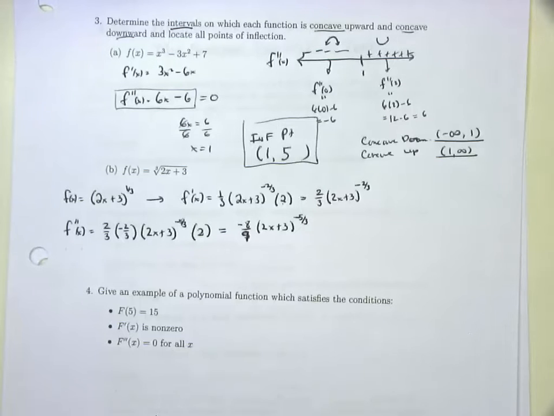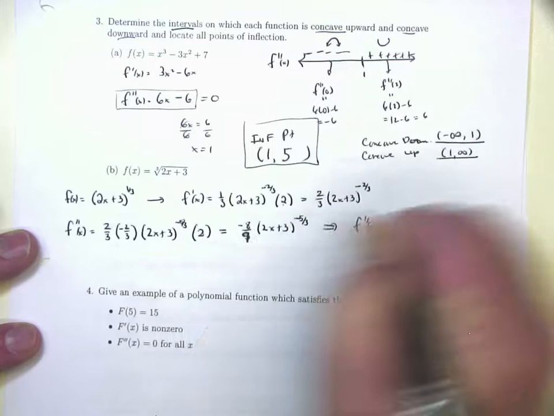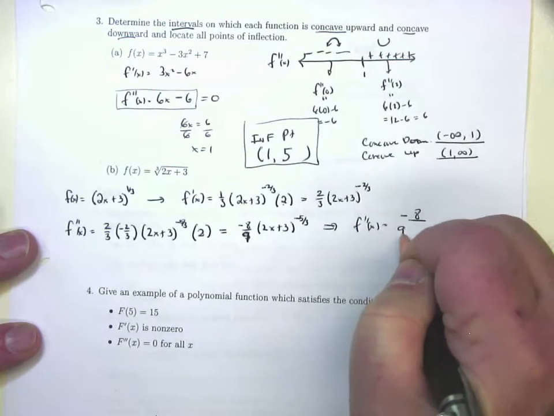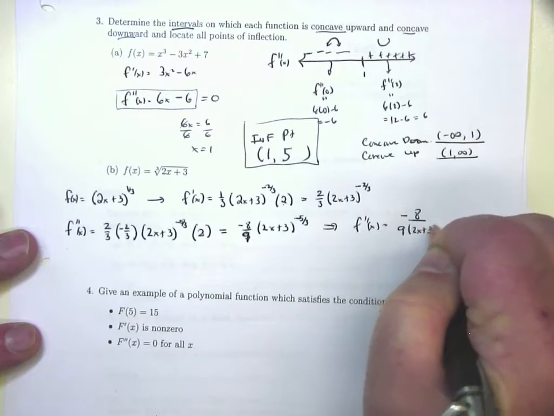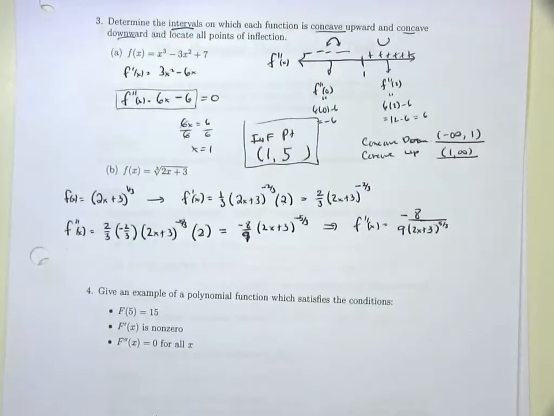But I want to clean them up even more, because this is the guy, my second derivative, to find my hypercritical values, these possible inflection points. I got to set this guy equal to 0. Where does a negative exponent put you? In the denominator. The 9 is already in the denominator, so this would be officially negative 8 over 9 times 2x plus 3 raised to the positive 5/3. So there is officially my cleaned up version of my second derivative.